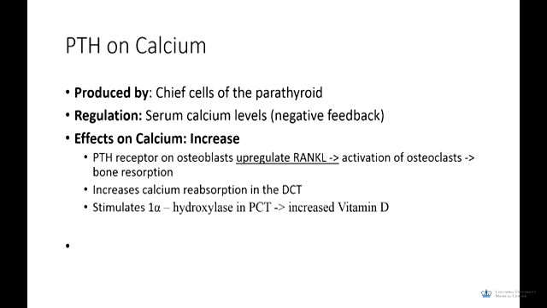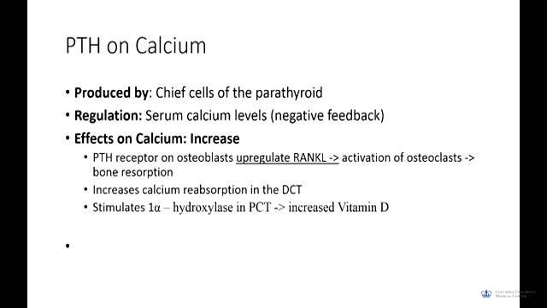So what does PTH do to calcium? Well, firstly, it's produced by the chief cells of the parathyroid, and it's regulated by serum calcium levels. So it's a negative feedback loop. If you have high calcium, you're going to suppress PTH. If you have low calcium, you're going to increase PTH secretion. And what does it do? Here, it increases calcium levels.